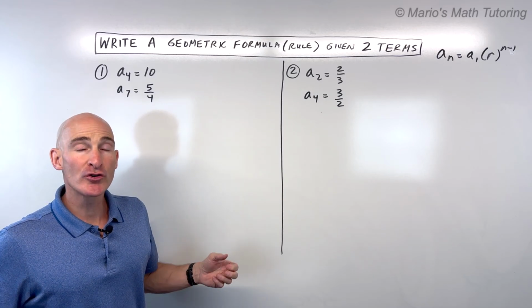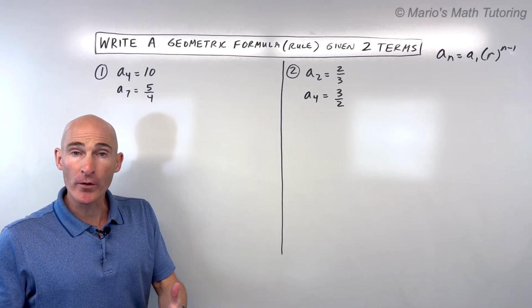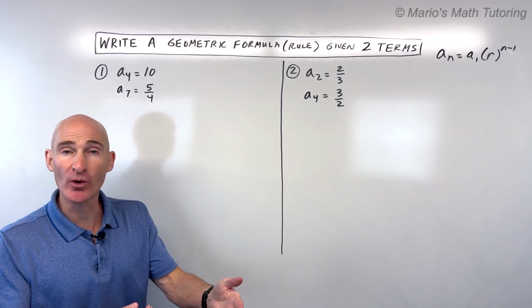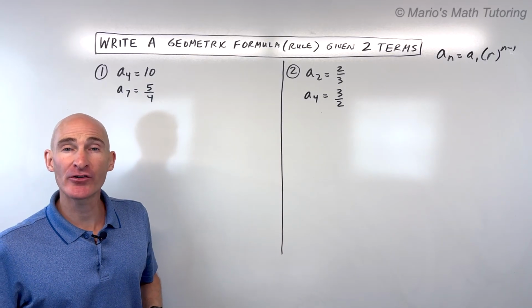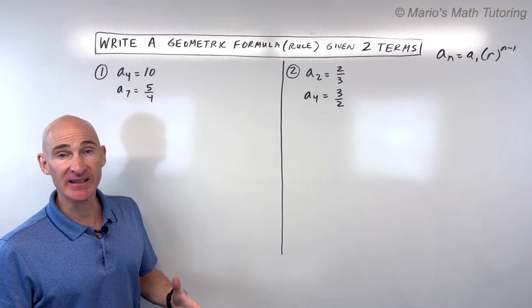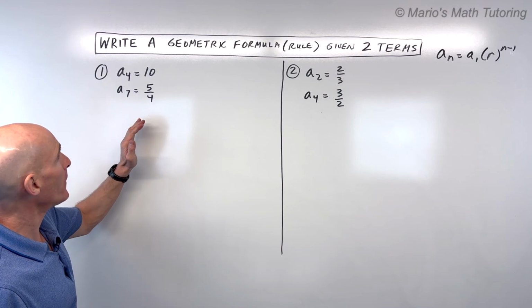In this video, you're going to learn how to write a geometric formula or a geometric rule when you're only given two terms in that geometric sequence. We're going to go through three examples together. By the end of this video, you'll be able to write these sequences efficiently and easily. So let's dive into the first example.